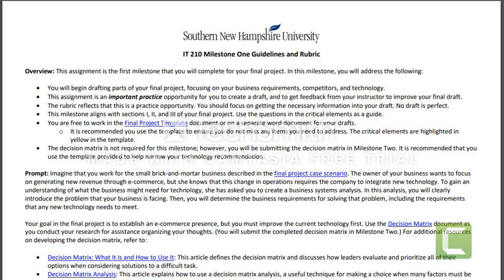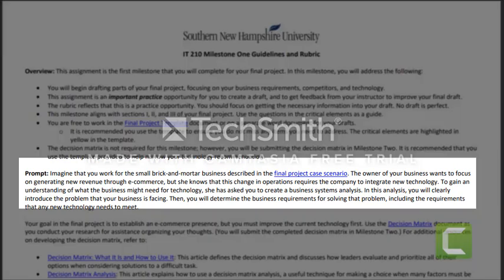and the prompt. So the prompt is telling you to imagine that you work for the small brick and mortar business described in the final project case scenario. And we'll get back to that in a moment. The owner of your business wants to focus on generating new revenue through e-commerce, but she knows that this change in operations requires the company to integrate new technology. Now, recall from your readings in Module 1 and Module 2 that e-commerce is online sales like Amazon and things like that. And brick and mortar would be a small business, just like it says, like a building, just like it sounds.